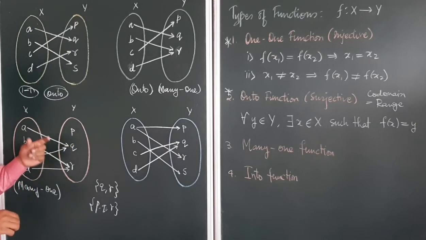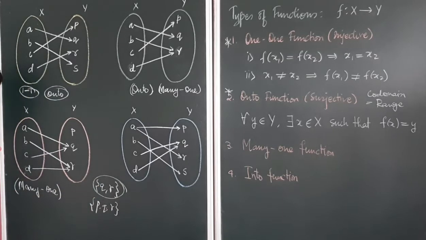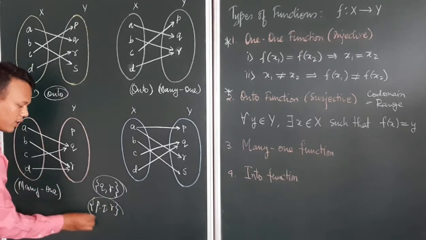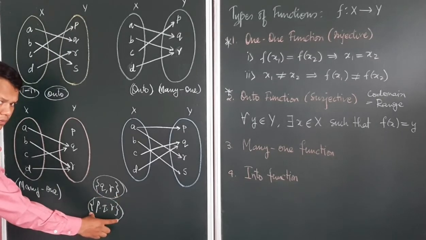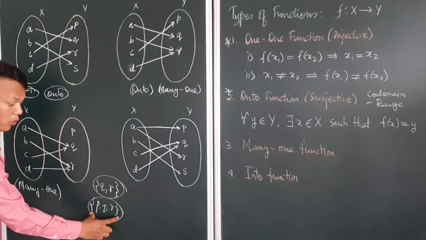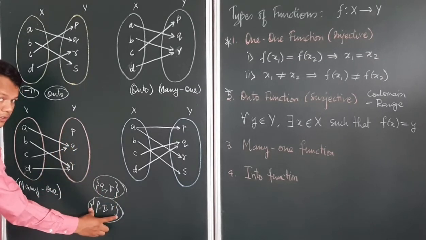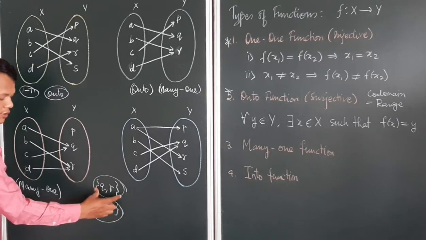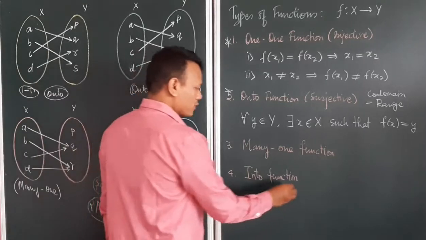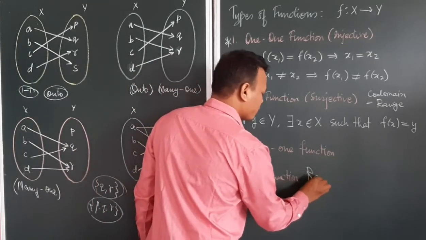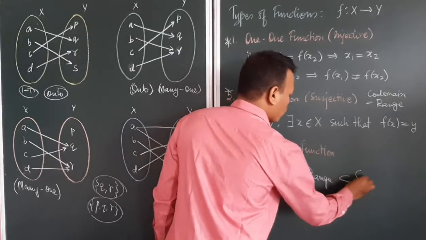Alright, so in into function, this is my domain, this is my range, and this is my codomain. So basically, is this a subset of this? Yes, this is in fact a proper subset, because this is smaller than this. So in case of into function, range will be a subset of codomain.